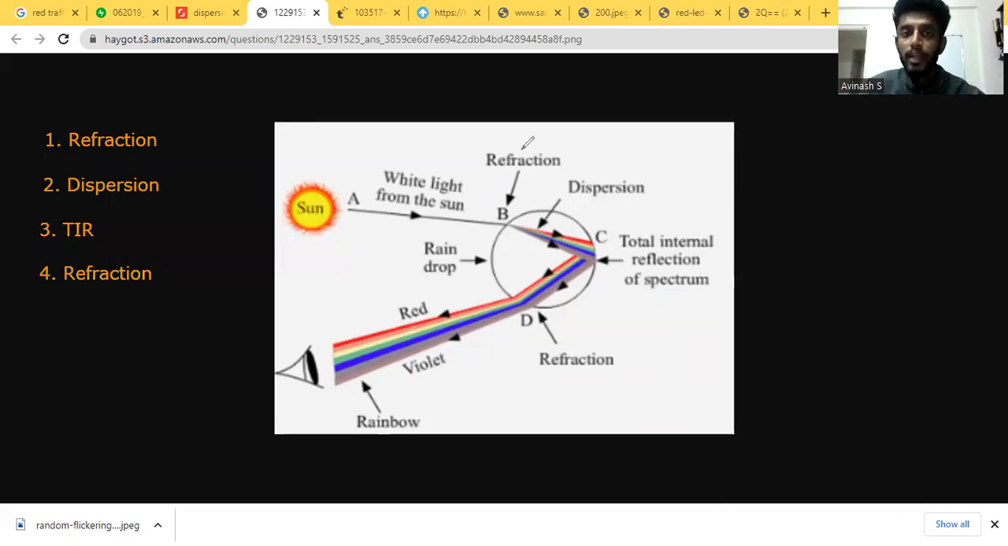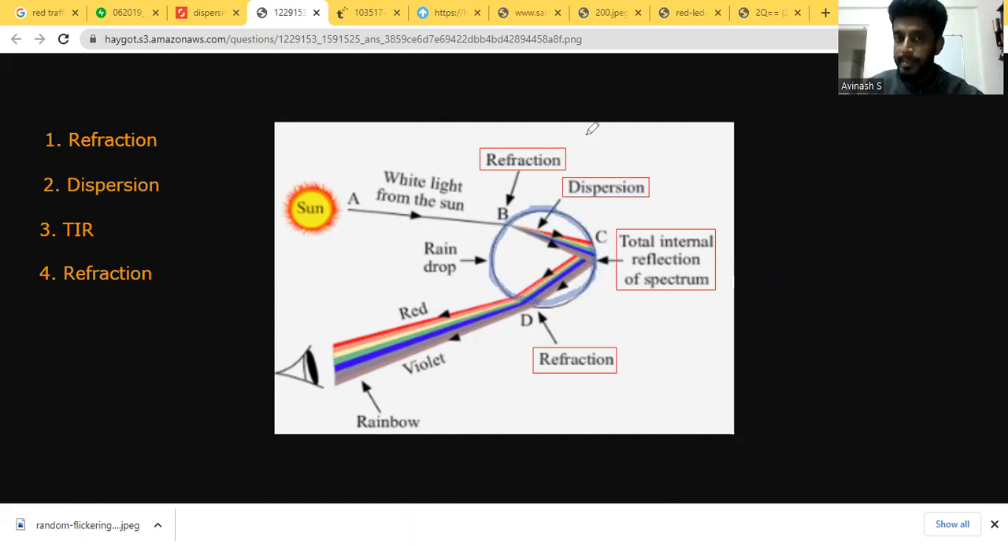All the 4 steps I would like to highlight using some boxes. You can see refraction is the first step, dispersion is the second step, total internal reflection is the third step, and refraction again is the fourth step. So these 4 steps will contribute towards how a rainbow is formed. Let me try to explain this. So the light that is coming from the sun, that is the white light. What you're able to see here is a water droplet. This is just a water droplet.